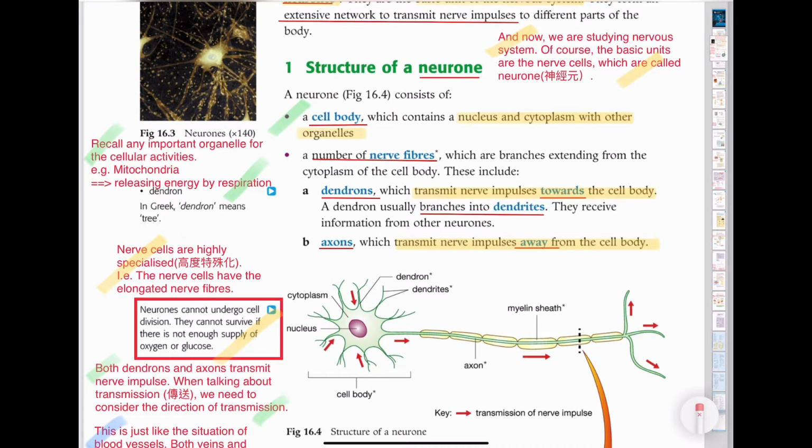For the axon, an easy way to remember is that A is for away. It's just like the artery, A for away. So the axon can transmit the nerve impulses away from the cell body, and the dendron can transmit the nerve impulses towards the cell body. So the transmission direction must be from the dendrites or dendron to the cell body and then to the axon.